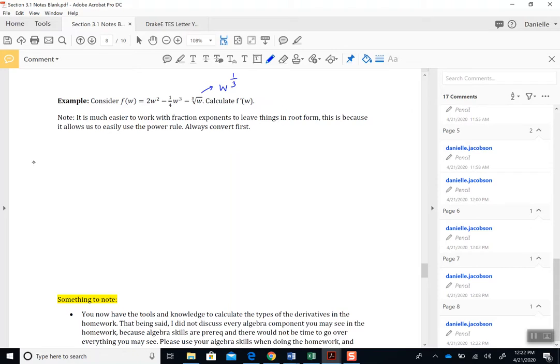So now if I take my derivative, f prime of w, I know by the sum and difference properties, I can take these three derivatives separately. So I can take the derivative of 2w squared, subtract the derivative of 1/4 w cubed, subtract the derivative of w to the 1/3. Then I'll finish my calculations, focusing on this first piece. 2 is a constant multiple, therefore I can rewrite that. The derivative of w squared is 2w to the first power by the power rule, so drop the exponent down. In the exponent, 2 minus 1 is 1.